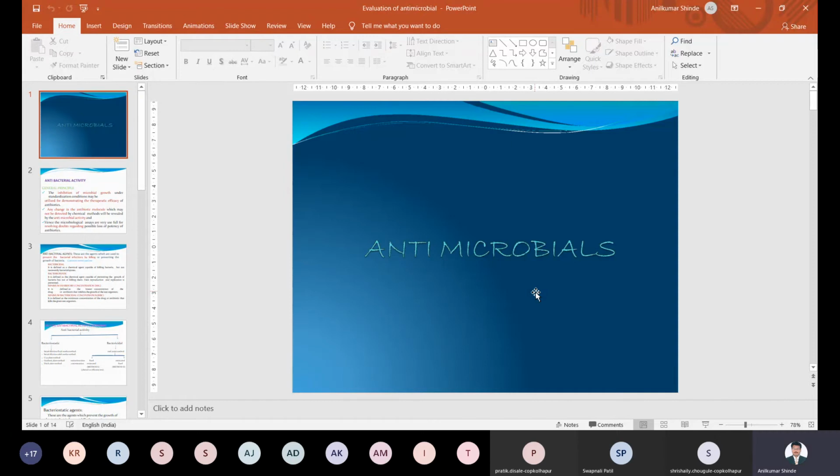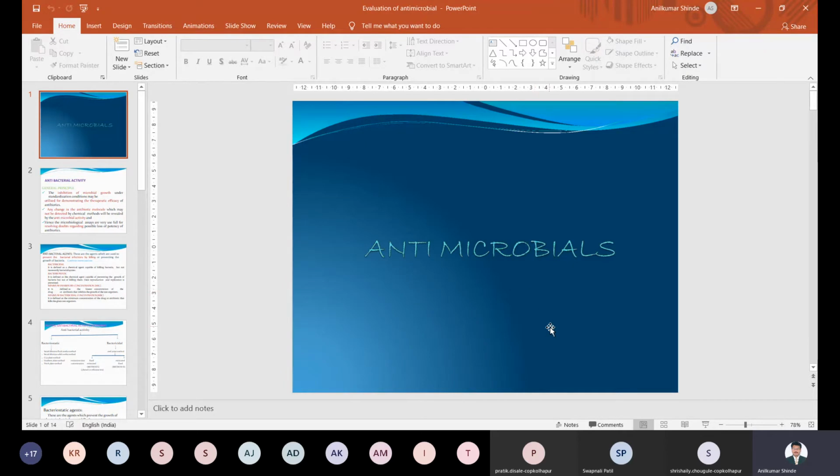Hello. This is the first slide here. Antimicrobials. Yes, sir. So we'll see some small points about the antimicrobial property of the disinfectant. What is bactericidal and what is bacteriostatic, right? So we can determine whether this substance is bacteriostatic or bactericidal. We can use different methods to determine this.